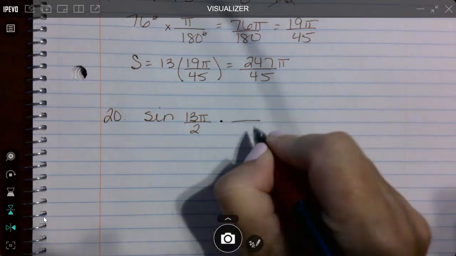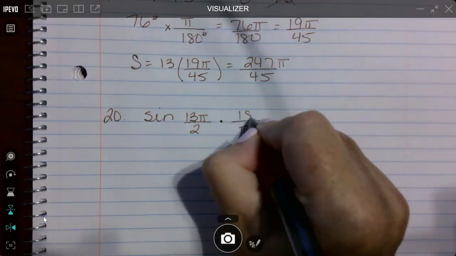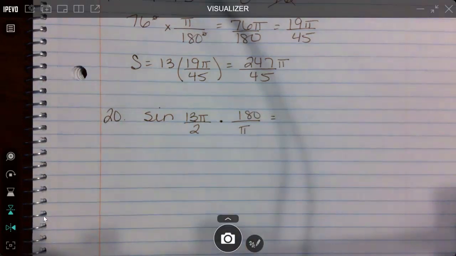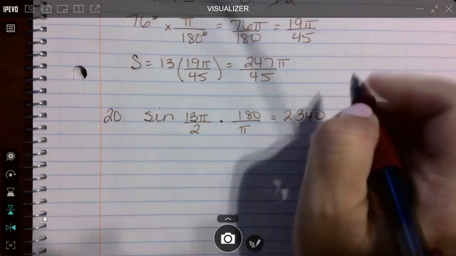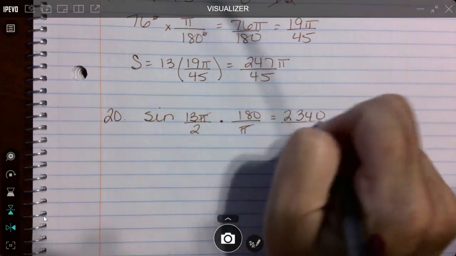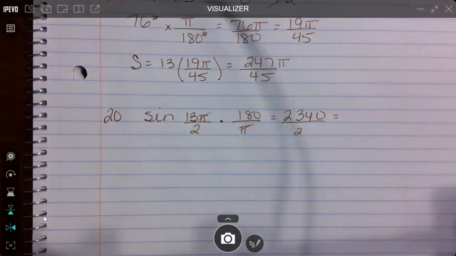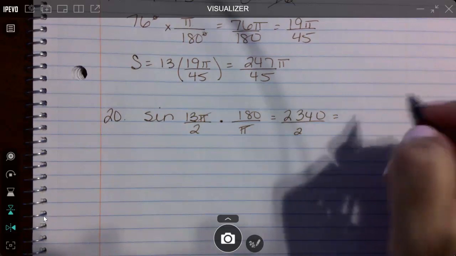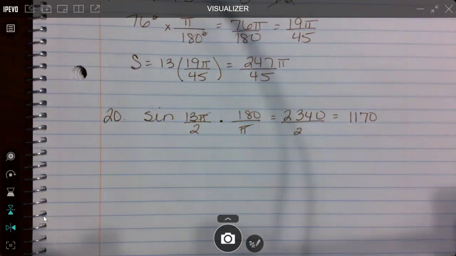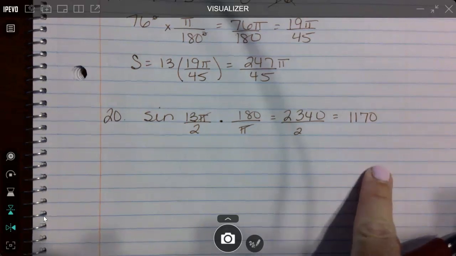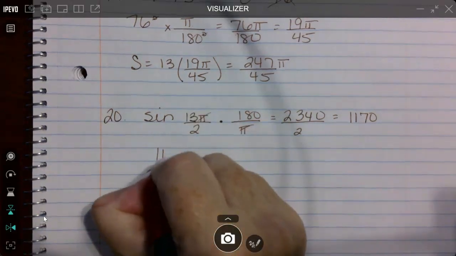So if I have a pi on top, we're going to put the pi on bottom and 180 degrees on top. Let me get my calculator on. So we're going to do 13 times 180. I get 2340, because the pi's cancel out, over 2. Divided by 2, I get 1,170. That's too big.